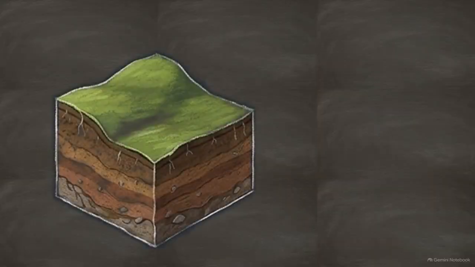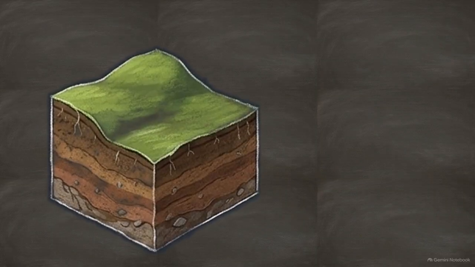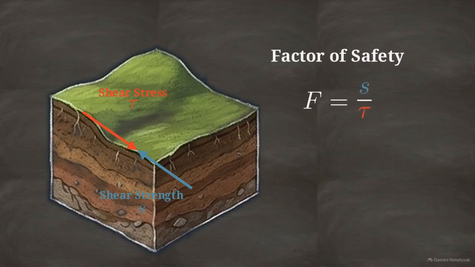Every slope is caught in a physical tug-of-war. Gravity creates a driving force, shear stress, attempting to pull the mass downward. The soil counters with its own resisting force, shear strength, holding the mass together. Engineers calculate the outcome using the factor of safety, a ratio dividing available shear strength by applied shear stress.